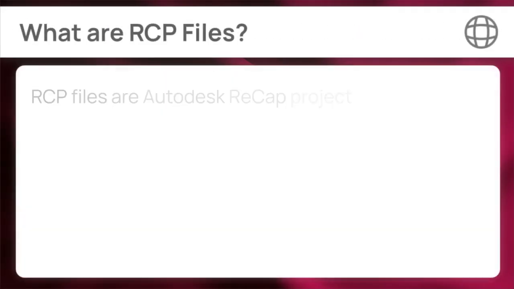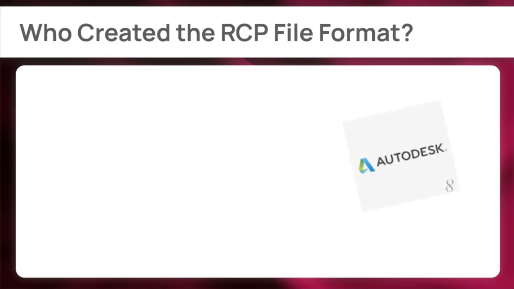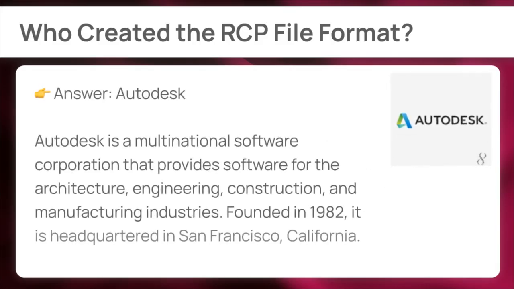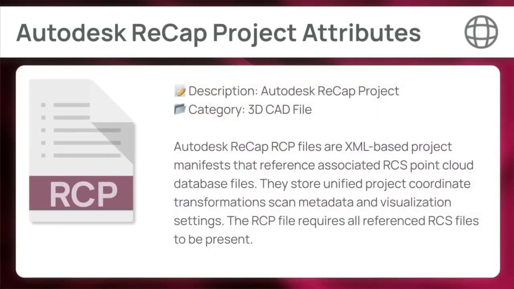RCP files are Autodesk ReCap project files that index and organize multiple point cloud scan files into a unified project. They reference RCS scan files containing the actual point cloud data and store project-level settings, coordinate system, and scan registration information. Autodesk ReCap RCP files are XML-based project manifests that reference associated RCS point cloud database files.